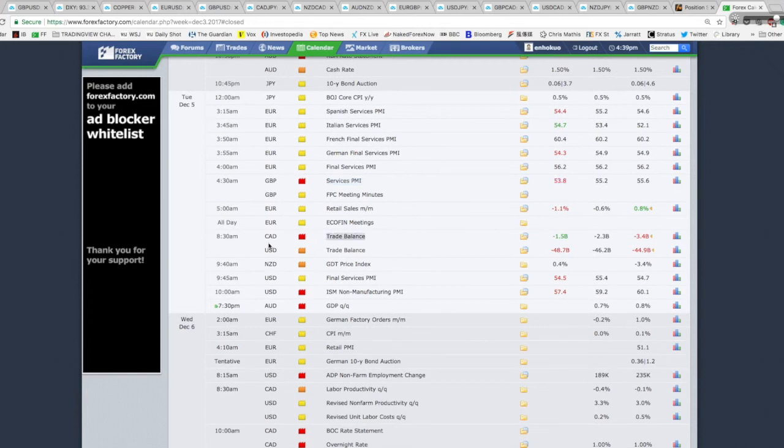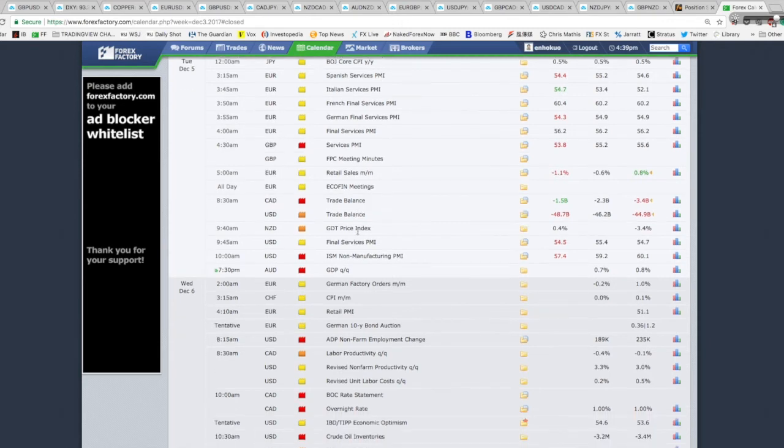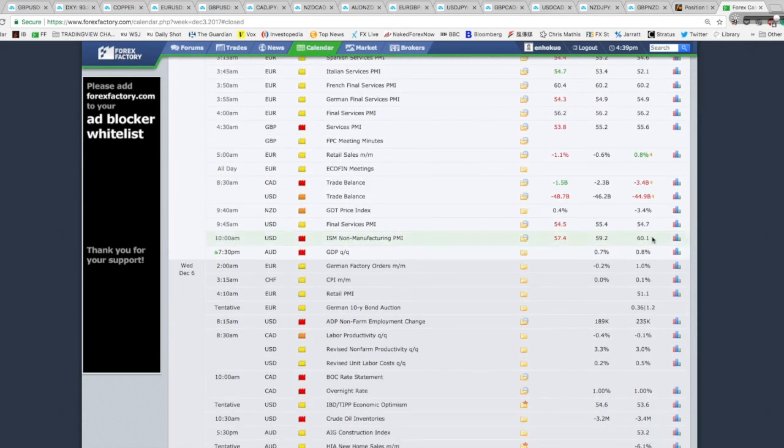Trade balance for Canada, again it's a positive number. That alone, of course, pushed Canadian dollar up again. But the major strength was from last week, labor market and GDP. And all these, you know, ISM non-manufacturing, GDP today from Aussie, not really a big deal.